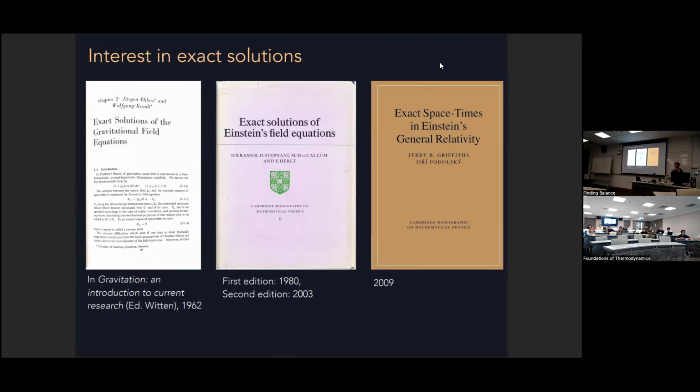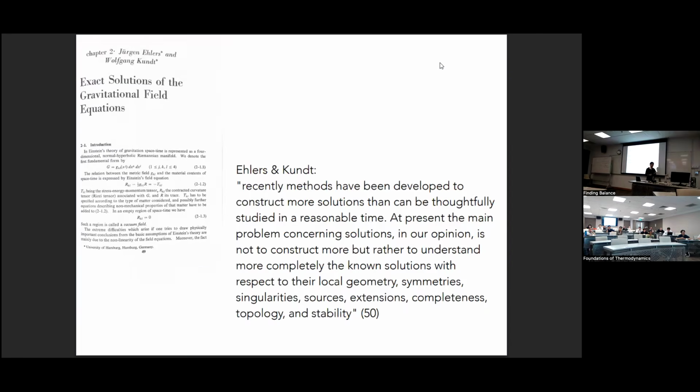We can also ask what specifically enabled systematic studies of exact solutions for GR? Okay, sorry, table that. Let me give you a quick Ehlers and Kundt quote from this paper. They say, recently methods have been developed to construct more solutions than can be thoughtfully studied in a reasonable time. At present, the main problem concerning solutions, in our opinion, is not to construct more, but rather to understand more completely the known solutions with respect to their local geometry, symmetry, singularity, sources, extensions, completeness, topology, and stability.